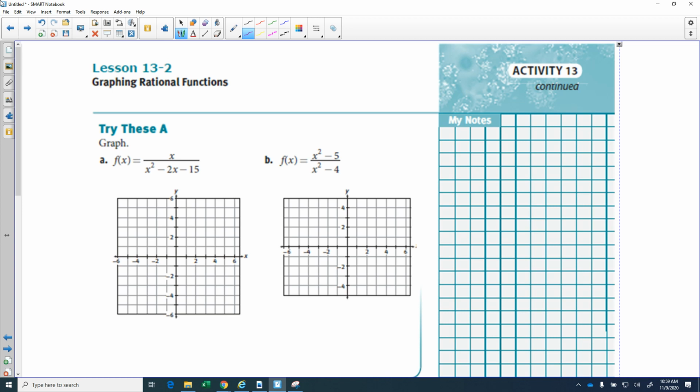Basically, if I'm given letter A here, we can just cross out letter B. We won't even worry about this one. But if I'm given letter A here, I want to be able to graph this out. So let's go through the process.